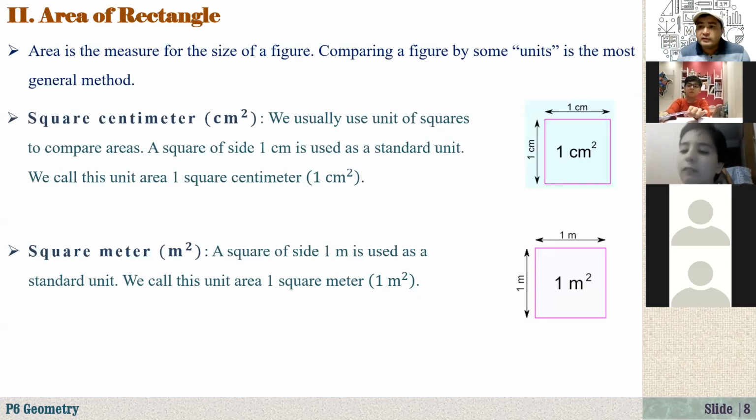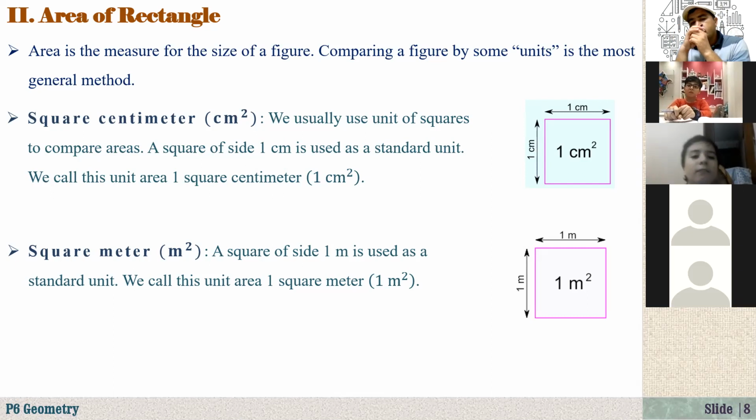So now let's talk about the area first. And I thought I prepared 5 questions. I think we have only 4 examples. No problem. Let's continue. Nargis, can you read the first paragraph? Sunay, the second paragraph. Ali Tayyib, the third one. Area is the measure for the size of a figure. Comparing a figure by some units is the most general method.